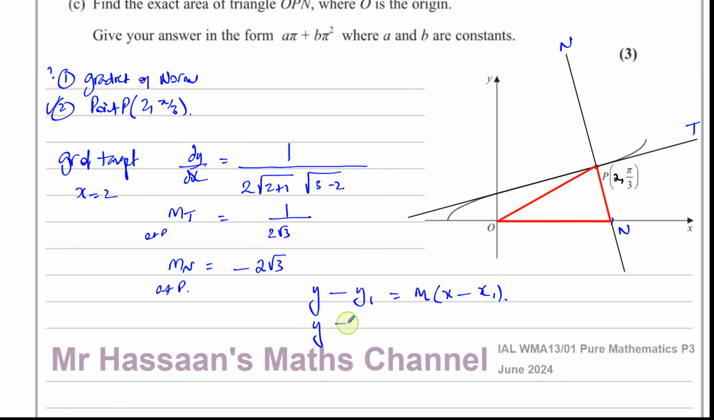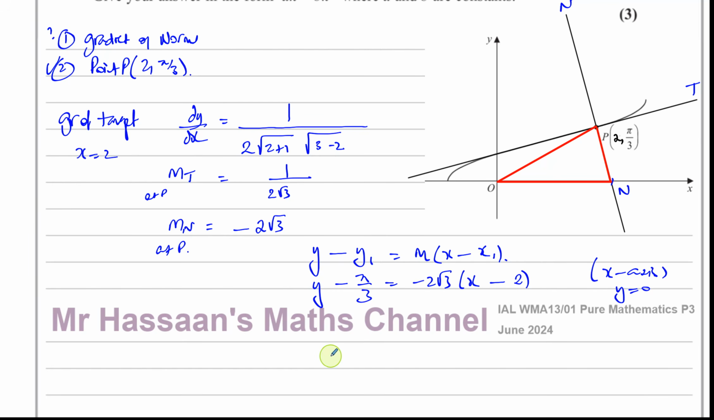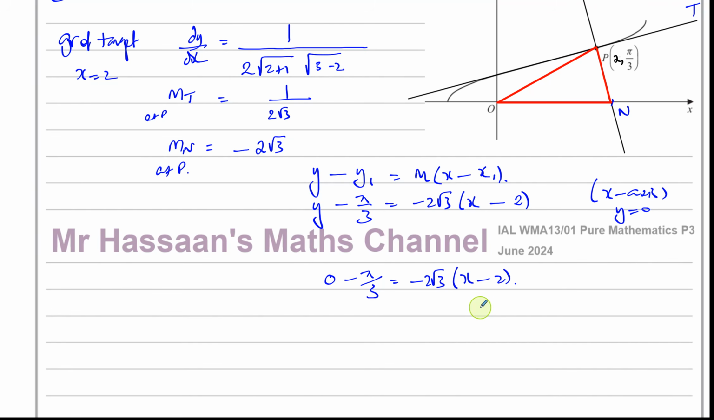So you have y minus y1, which is pi over 3, equals m, which is minus 2 root 3, times x minus x1, which is 2. Now we want to know where it hits the x-axis. So I don't actually need the equation of the line. I know at the x-axis y equals 0. So I can straight away put y equals 0. So I have 0 minus pi over 3 equals minus 2 root 3 times x minus 2. So I can solve for x straight away now.